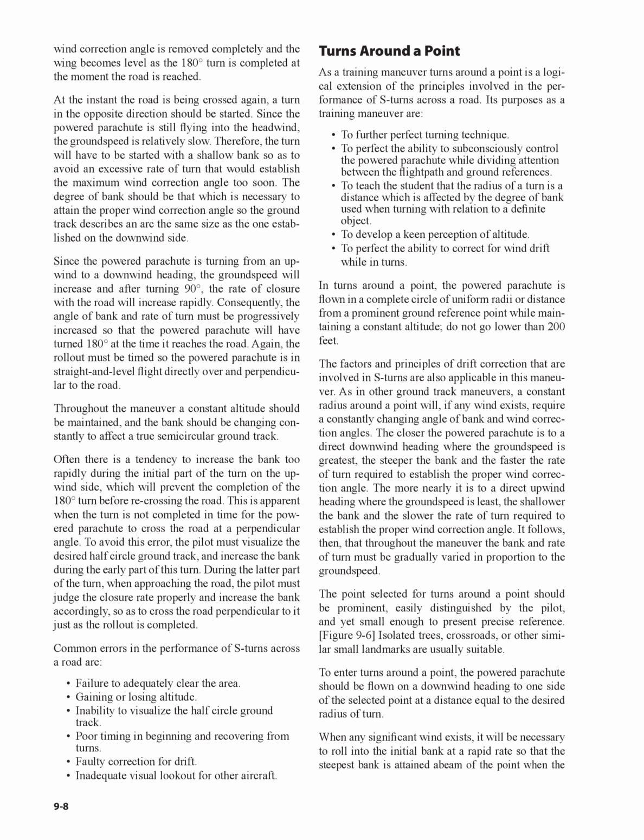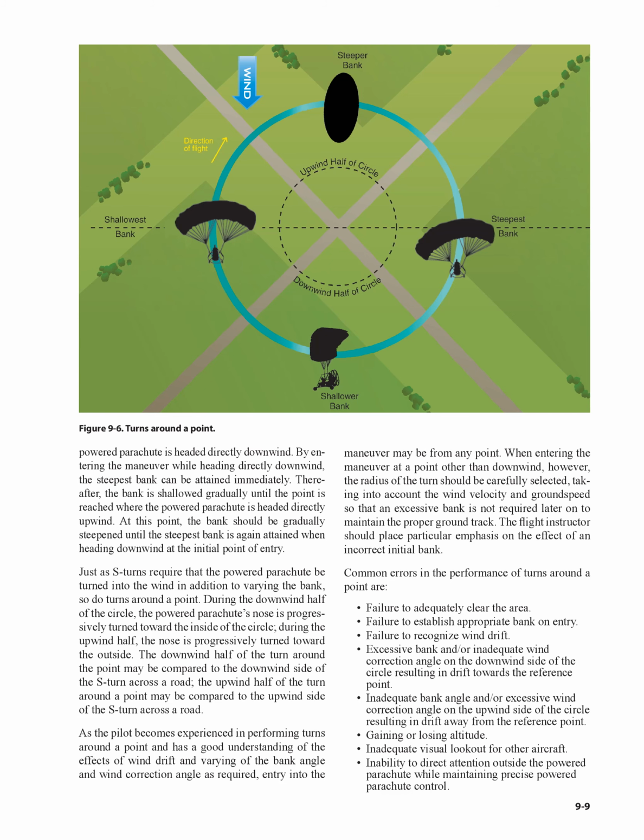To enter turns around a point, the powered parachute should be flown on a downwind heading to one side of the selected point at a distance equal to the desired radius of turn. When any significant wind exists, it will be necessary to roll into the initial bank at a rapid rate so that the steepest bank is attained abeam of the point when the powered parachute is headed directly downwind. By entering the maneuver while heading directly downwind, the steepest bank can be attained immediately. Thereafter, the bank is shallowed gradually until the point is reached where the powered parachute is headed directly upwind. At this point, the bank should be gradually steepened until the steepest bank is again attained when heading downwind at the initial point of entry.